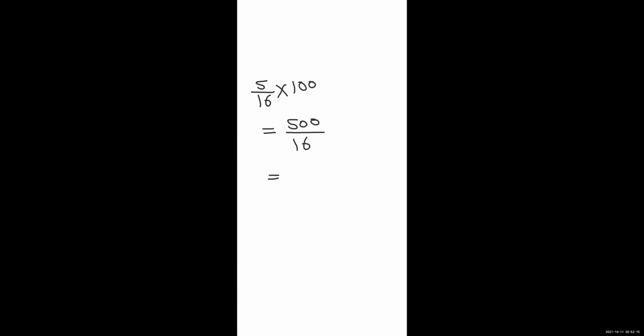By using the calculator, it will equal 31.25. You only multiply the numerator, because 100 is 100 over 1, and you will not multiply the denominator. Only 100 means 100 over 1. So I see how many times 16 goes into 500 and I will have the answer.